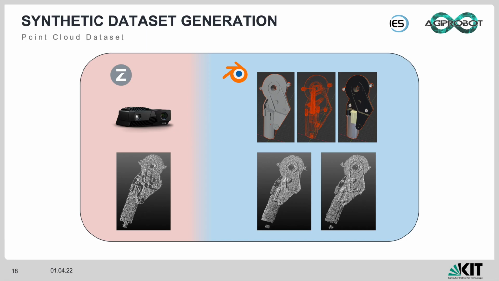Here is a demo comparison between the point cloud generated from Lanza and the point cloud obtained from the Zivid camera. After downsampling both point clouds to the same number of points, we can observe that they are quite similar to each other. The synthetic point cloud dataset is suitable for pre-training in this case.